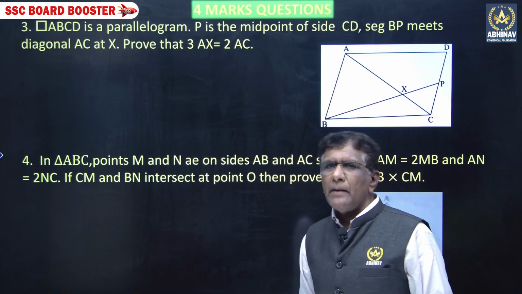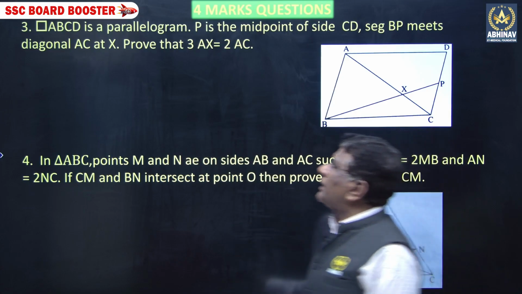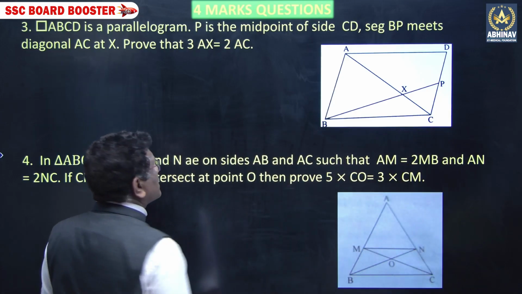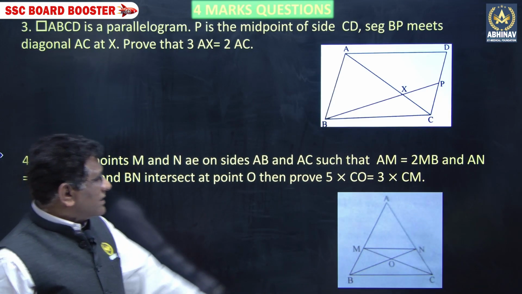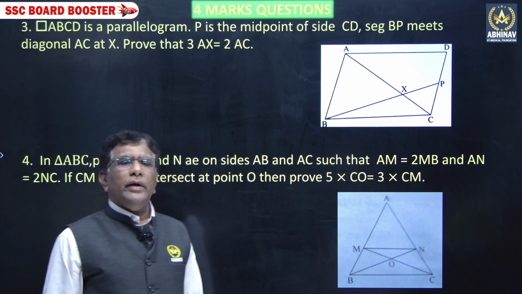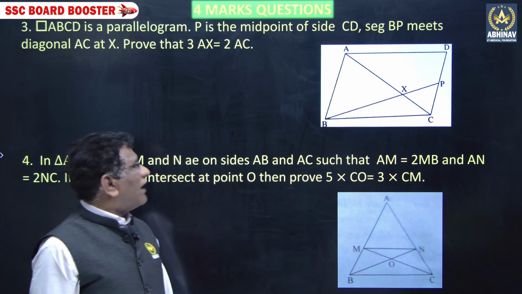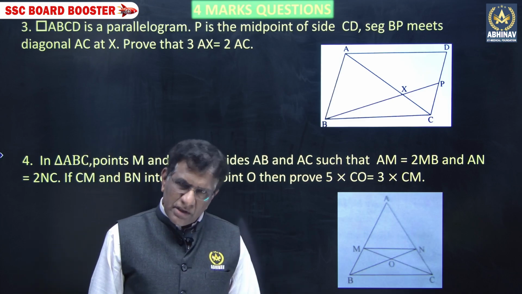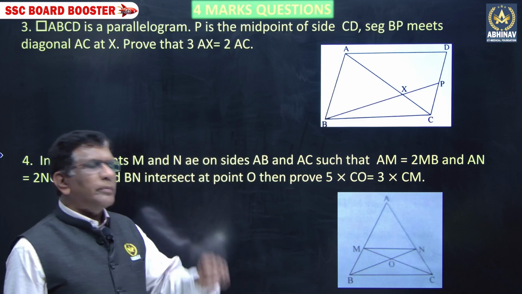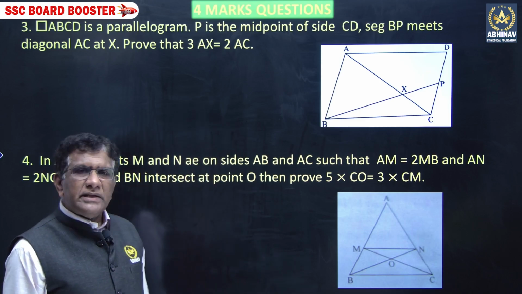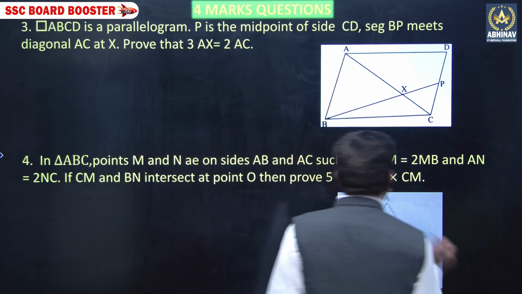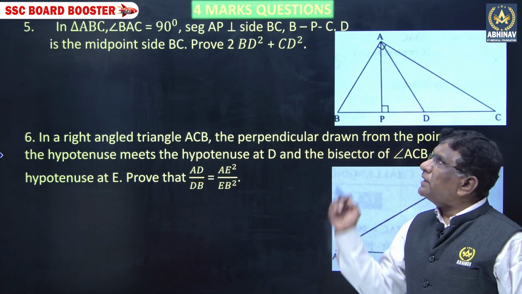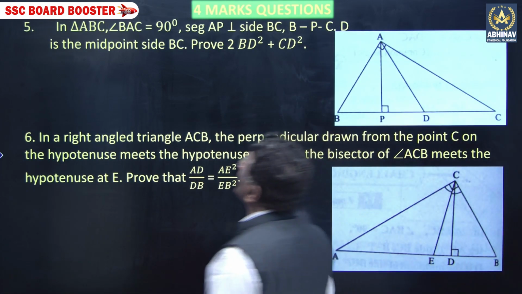One more example is shown here, triangle ABC, and that particular example is also important, and we have to show that 5 into CO is equal to 3 into CM. So it's also one of the important examples. Try to solve this example, students. Then coming to the next example, this example is also important.